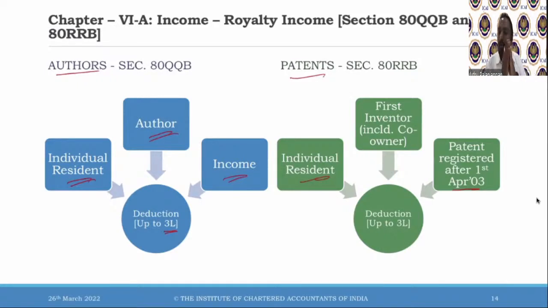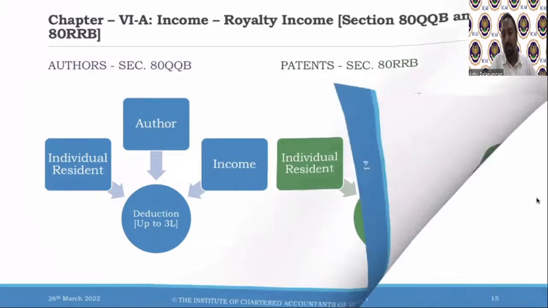That is, he alone is the owner, or there are like 3 people involved. All 3 are actually first inventors. It is still okay. So they can also be called as including co-owner. So that's what is there about. Here also the deduction is only up to 3 lakhs. Now we need to see how this is computed.